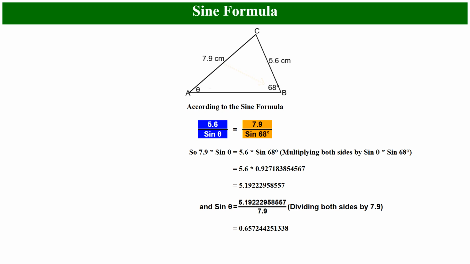And now we need to find the angle theta. And to do it, put the 0.657244, etc. on the calculator screen and press the sine to the -1 key, or it could be the arc sine key on your calculator. When you do that, you should get 41.09 degrees, correct to 4 significant figures. And that's the value of theta that we're trying to find.